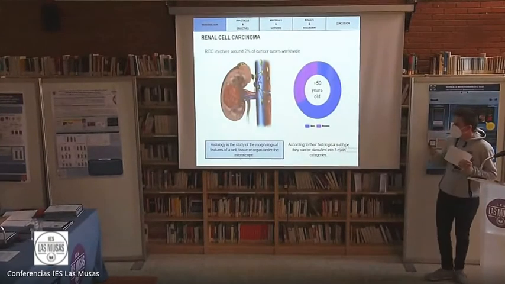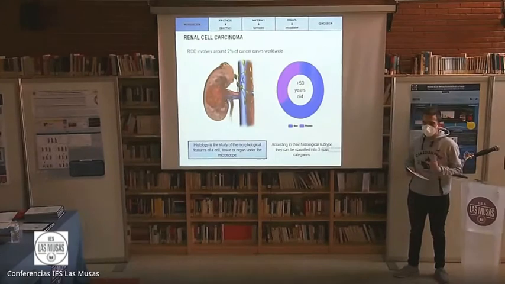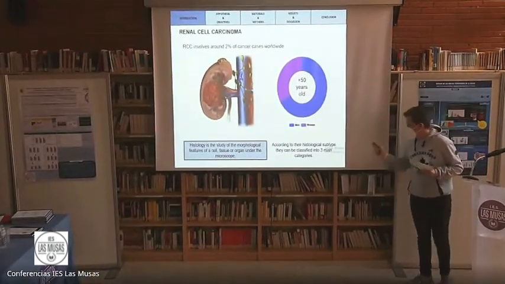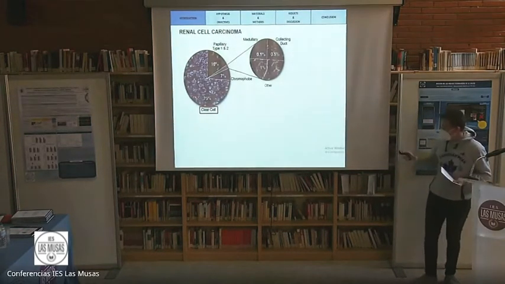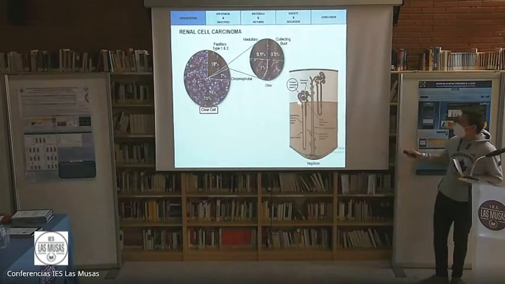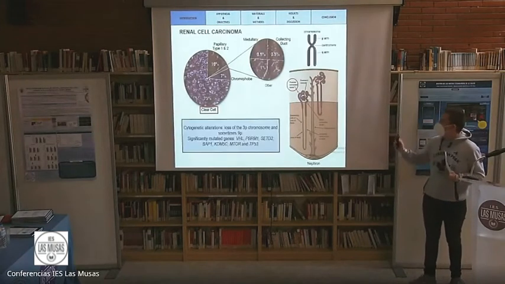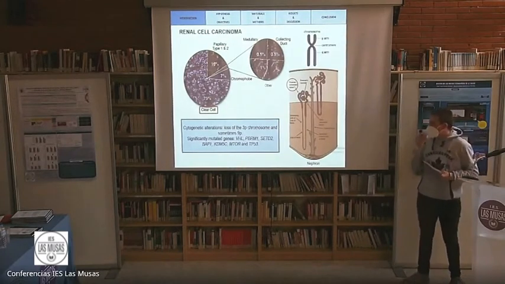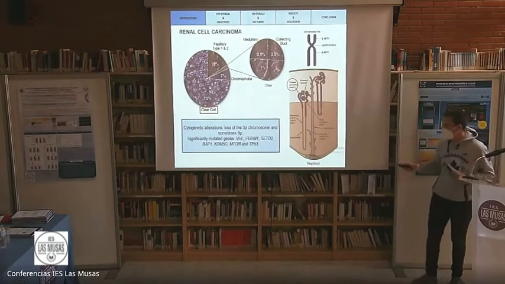So, depending on their histology, which is the study of the morphological features of a cell, tissue, or organ under the microscope, they can be classified into three main categories. The first one is clear cell renal cell carcinoma, which has its origin in the proximal convoluted tubule of the nephron, as you can see in this schematic image. They often present the loss of the 3p chromosome and sometimes 9p. Among their significantly mutated genes, we find von Hippel-Lindau, mTOR, and TP53.